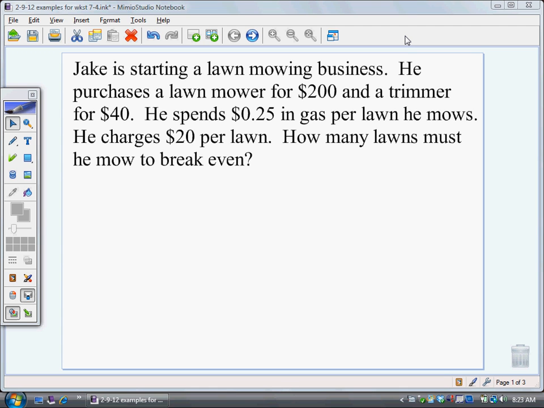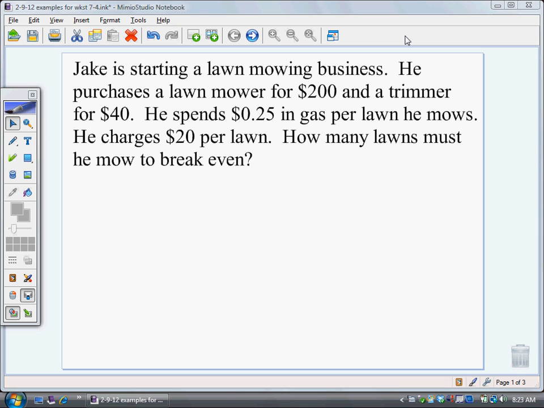Okay, in this lesson I'm going to go over a few examples from worksheet 7.4 and just show you how to set up some of these equations for the word problems where you want to set up a system of equations. This first one says Jake is starting a lawn mowing business and that he purchased a lawnmower for $200 and a trimmer for $40. He spends 25 cents in gas per lawn that he mows and he charges $20 per lawn. How many lawns must he mow to break even?